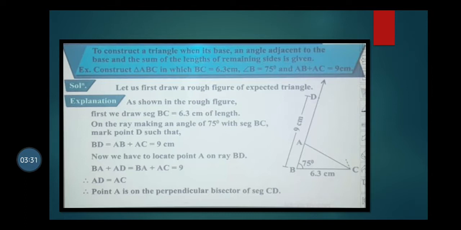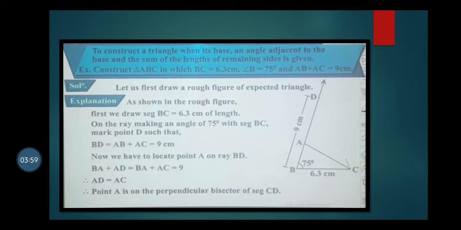So it is compulsory to draw the rough figure. Let us first draw the rough figure of the expected triangle. As shown in the rough figure, first we draw seg BC equal to 6.3 cm of length. On the ray making an angle of 75 degrees with seg BC, mark point D such that BD is equal to AB plus AC, that is equal to 9 cm.